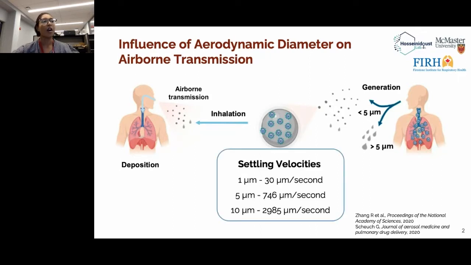Biological particles are polydispersed in nature. Importantly, finer aerosols less than 5 micrometers in aerodynamic diameter can stay for hours due to slower settling velocities, whereas larger aerosols greater than 5 micrometers in diameter will sediment very quickly due to faster settling velocities. This makes finer aerosols much more likely to be inhaled as compared to larger aerosols.